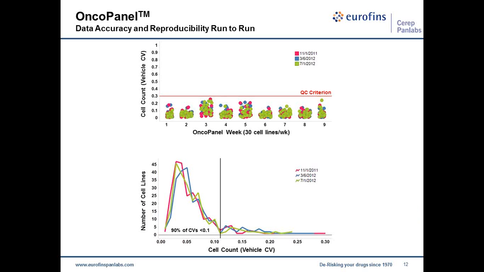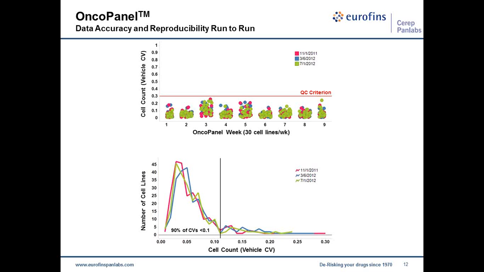So just a slide on data quality, and I should preface the description of this slide by saying that these data were actually collected on our previous imaging platform, which I will show you is even less robust than the current imaging platform that we use. On the top are the cell count vehicle CVs. One of our QC criteria is that these be less than 0.3 for each cell line, otherwise we'll reject the cell line and repeat the experiment.